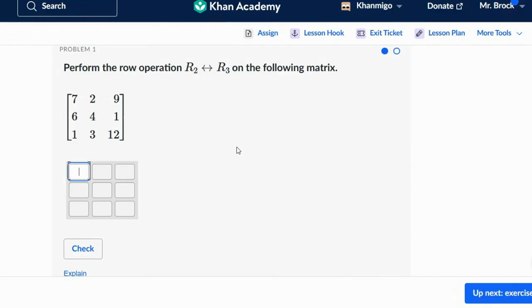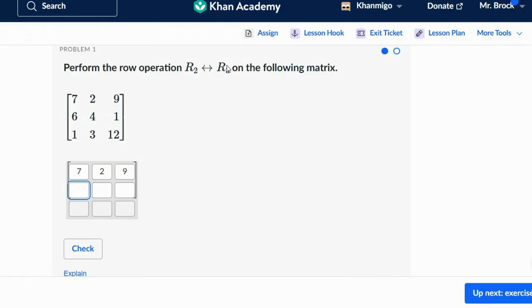Yeah, you guys have got this. It says nothing about the first row, which means nothing changes for the first row. The first row is still 7, 2, 9 because this did not say to do anything. What about the second row? What's that going to be in our new matrix?